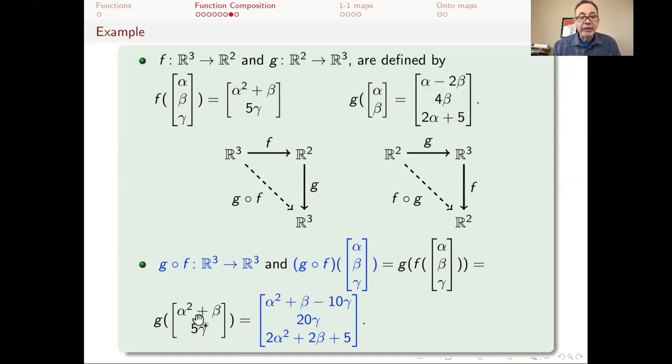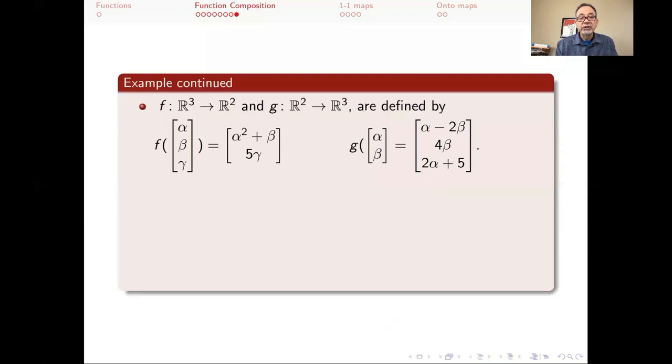So now I've got to apply g to that. How do I do that? The first coordinate is alpha minus 2 beta. That means you take the first coordinate of what you plugged in minus twice the second coordinate. So that's what I do. I take this first coordinate, alpha squared plus beta, minus twice 5 gamma. What is the second coordinate you're getting? 4 beta. That's 4 times the second coordinate of what you plugged in. So 4 times 5 gamma is 20 gamma. And then the last one is 2 alpha plus 5. You take the first coordinate of what you plugged in, multiply it by 2, and add 5 to it. So you multiply alpha squared plus beta by 2 and then add 5, and you get this.